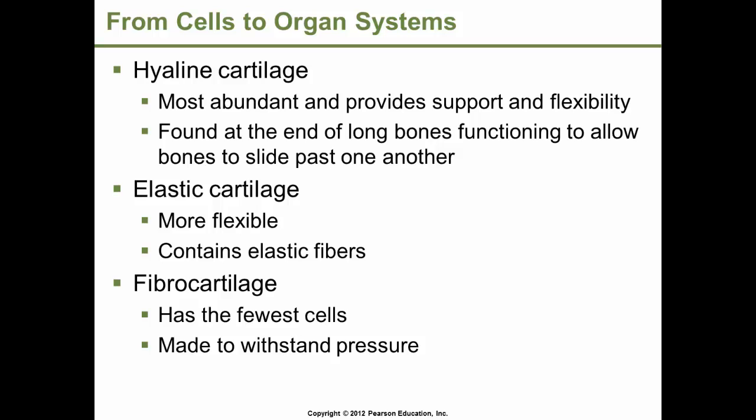Fibrocartilage has the fewest cells. However, it is made to withstand pressure, such as in the knee joint and the vertebrae of the spine. Fibrocartilage, like hyaline, contains collagen fibers. Fibrocartilage forms cushioning layers in the knee joints and the shock-absorbing discs between the vertebrae of the spine. So fibrocartilage is made to withstand pressure.